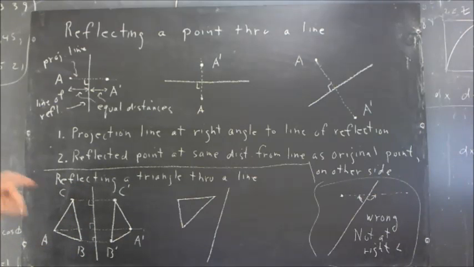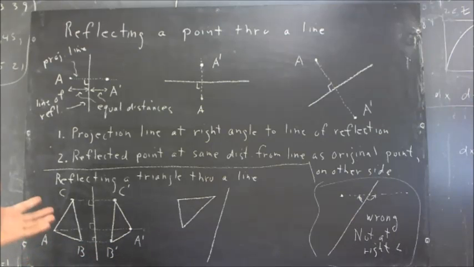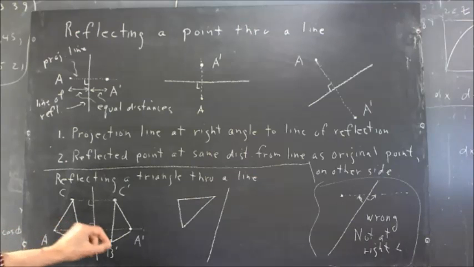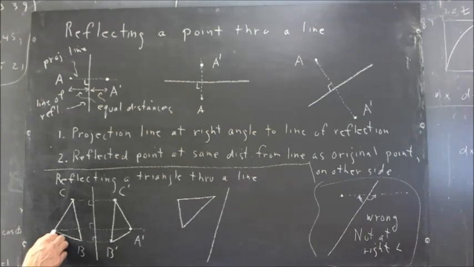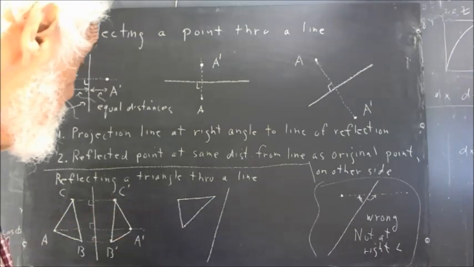Okay, and you want to focus on one point at a time. You don't want to try to see what the reflection of the whole thing is going to look like and try to make everything work so that it looks like you think it's going to look, although it's fairly easy in this case to do a good reflection. You want to go point by point. So you want to do point A, point B, point C, and then connect the 3 points.